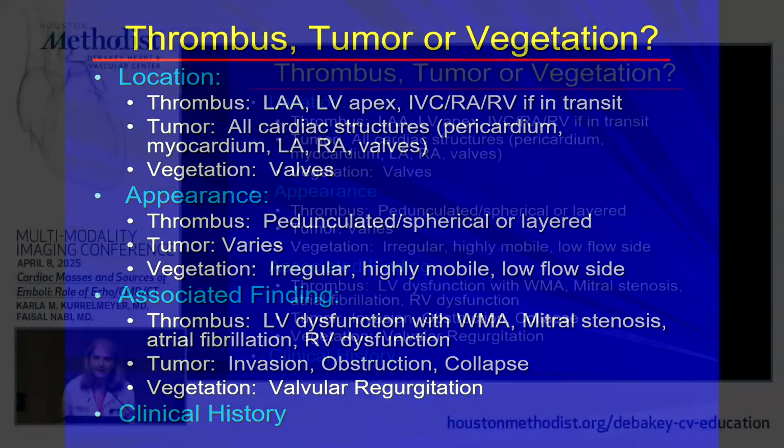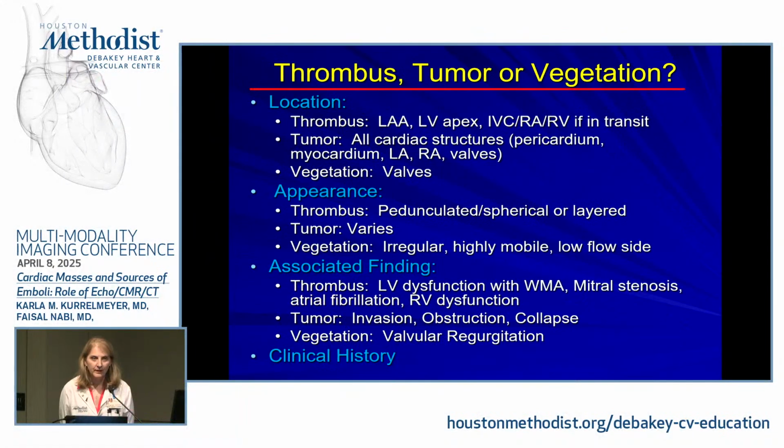So once you've decided that this is not a normal variant or an artifact and it is a true mass, then the next question on echo is always to determine what type of mass it is. Is it a thrombus? Is it a tumor? Or is it a vegetation? There are 4 different things that can help you when you're interpreting these masses to try and determine that.